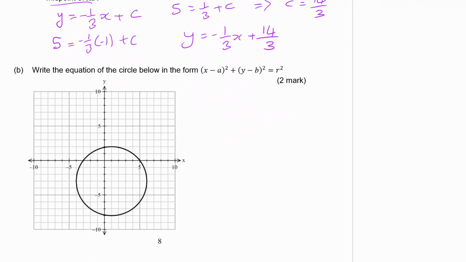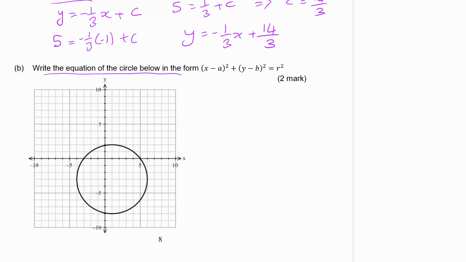Now we want to write the equation of the circle shown below in this diagram here in this form. Well, we can identify the center of the circle as being just here. And that is at the point 1, -3. And then once we've done that, we can see the radius is 1, 2, 3, 4, 5. And so we get x minus 1 squared plus y plus 3 squared, because it's down here. And that's going to be equal to 5 squared.